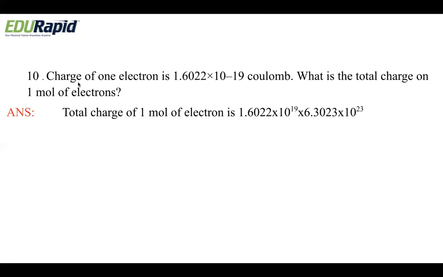So when we say 1 mole, it is understood that it is equal to 6.023 into 10 to the power of 23. So just multiply 6.023 into 10 to the power of 23 with 1.6022 into 10 to the power of minus 19. So this is the total charge of 1 mole of electrons.